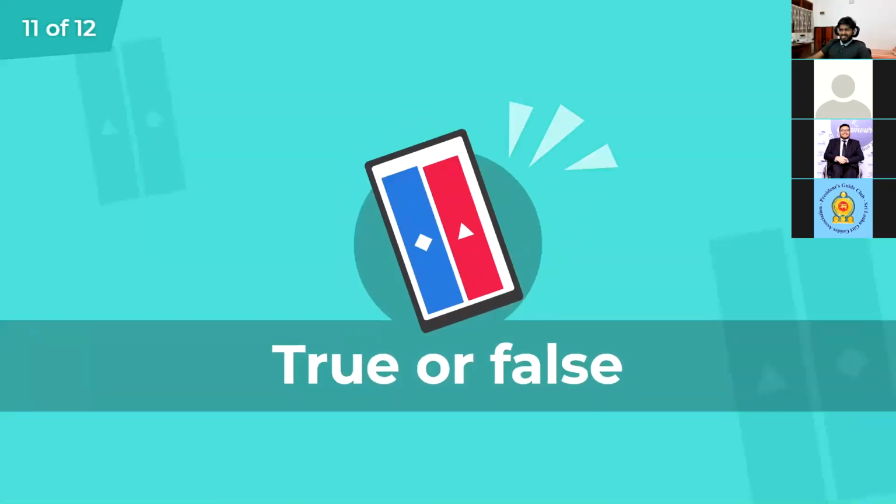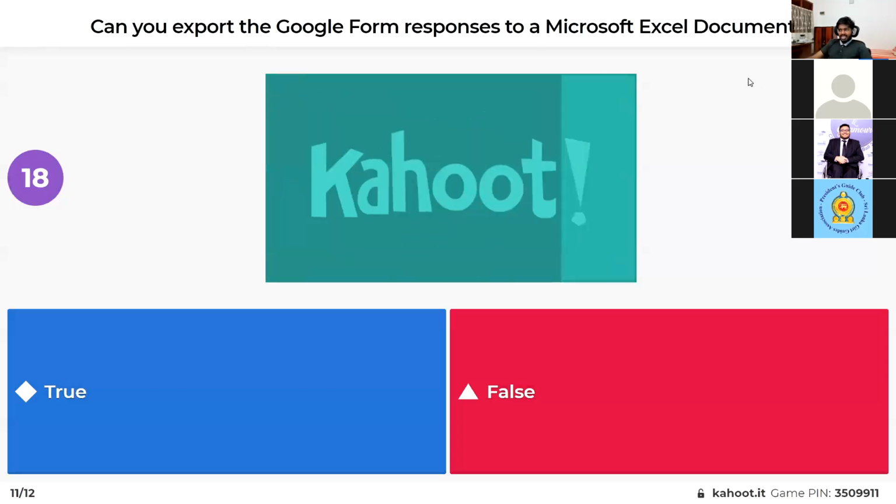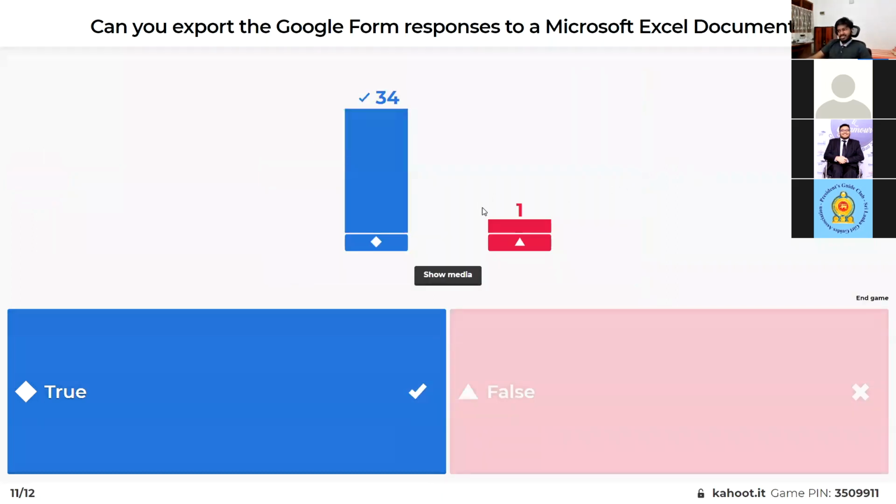Okay, 11th question, the one before the last. Can you export the Google Form responses to a Microsoft Excel document? This I didn't directly answer, but if you were paying attention to the whole session, you should be able to figure this out. Yes, one person got it wrong. Yes, you can export. First you have to get it to a Google Sheet, then you can download the Google Sheet as a Microsoft Excel document. So you have the result.